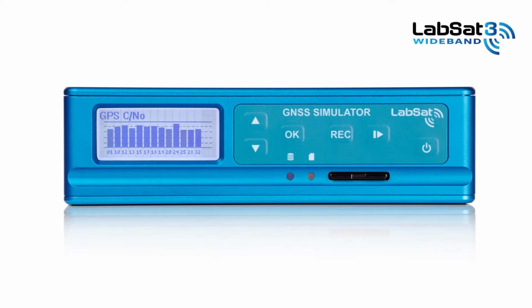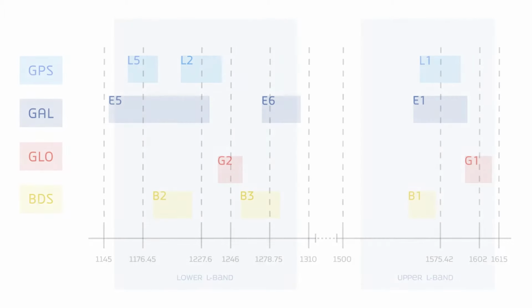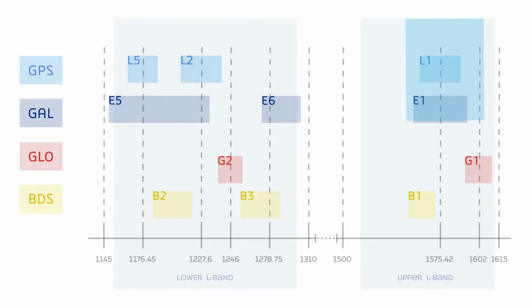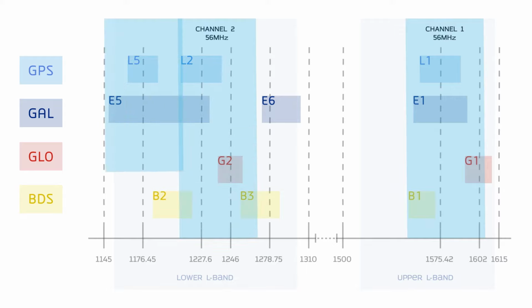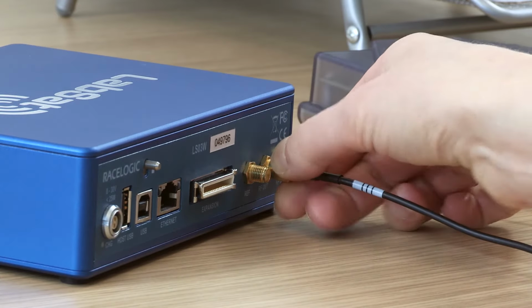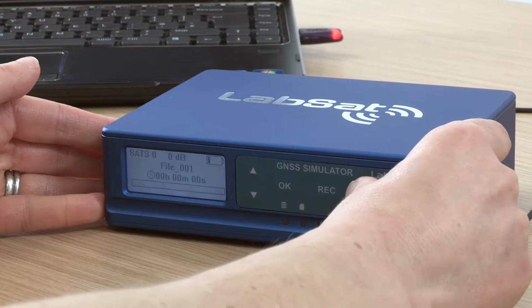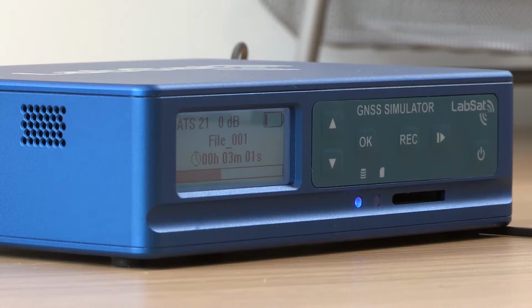LabSat 3 Wideband is the most powerful LabSat yet, capable of capturing and replaying RF data across three separate frequency channels, each with a bandwidth of up to 56 MHz and 6-bit sampling. LabSat 3 Wideband allows you to capture and replay any of the individual navigation signals which are currently being transmitted.